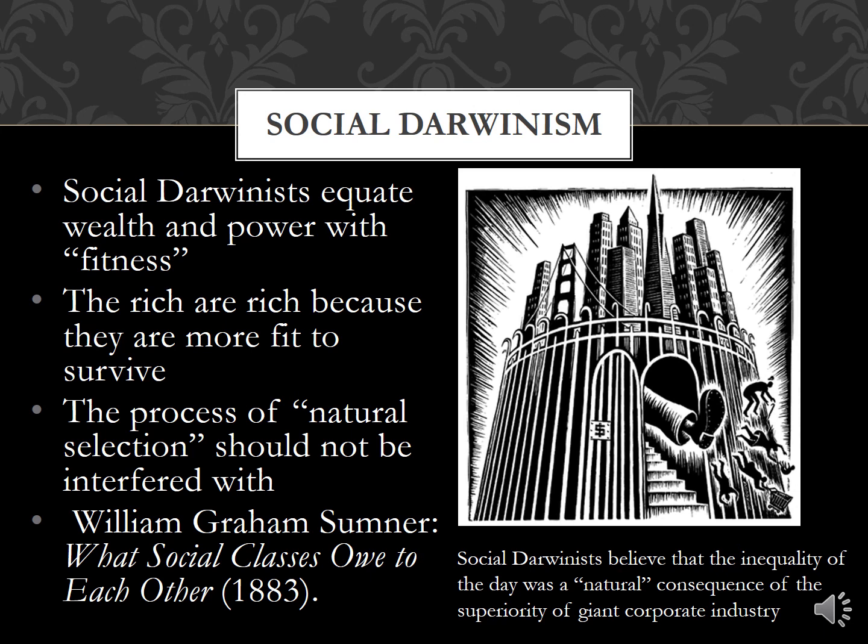William Graham Sumner, who I put down here, was one of several of these social Darwinist theorists that wrote influential books, and his book was called What Social Classes Owe to Each Other, and that was published in 1883.